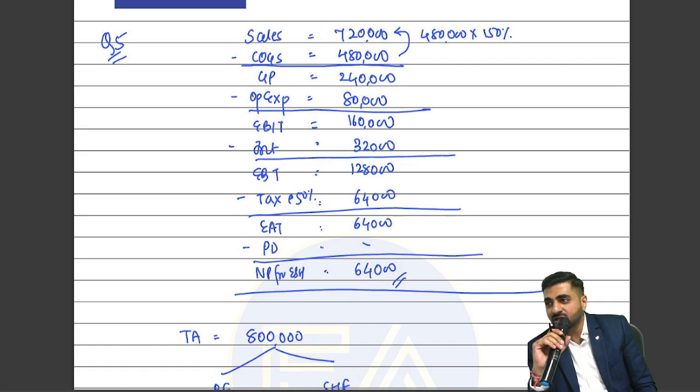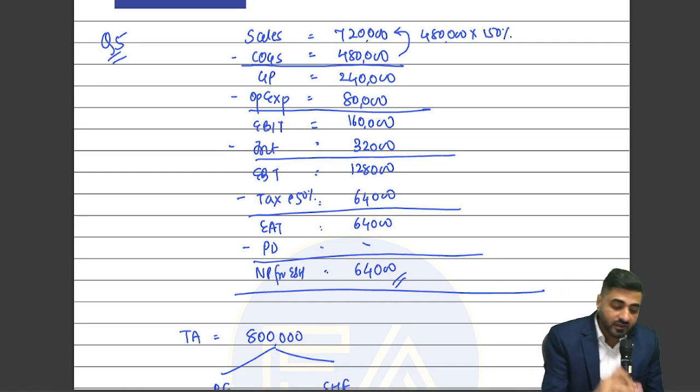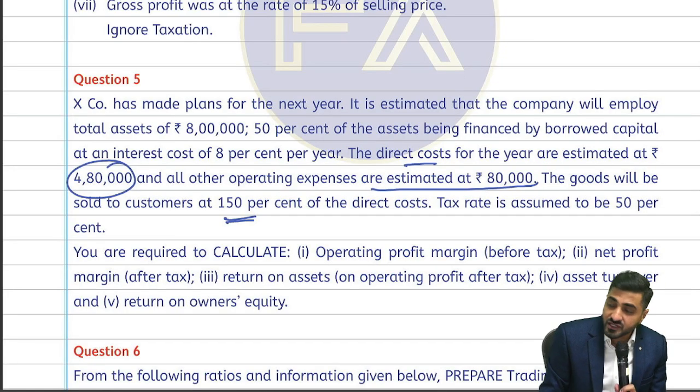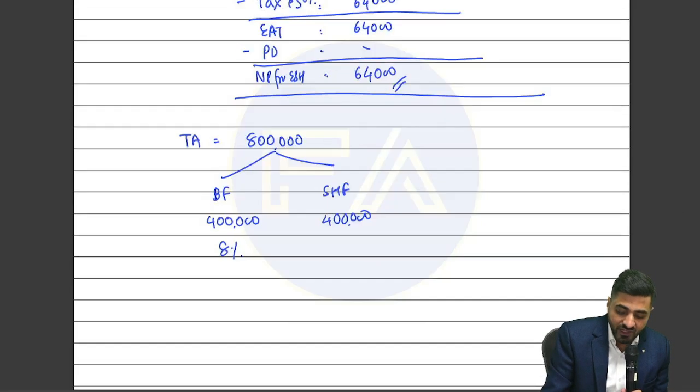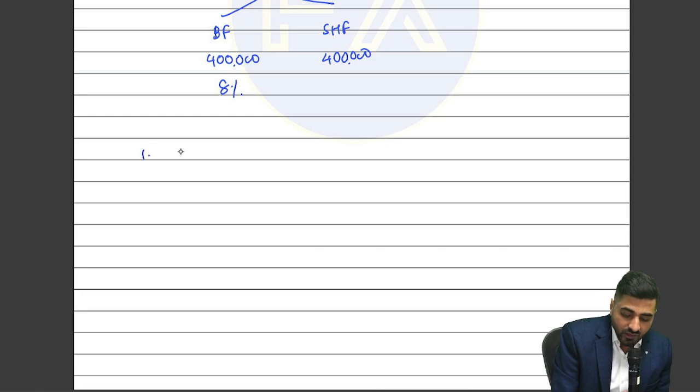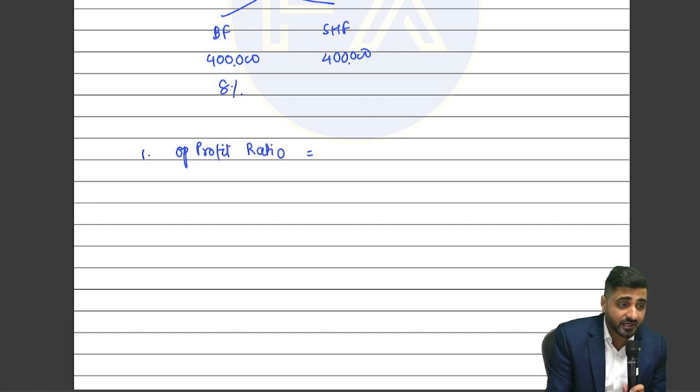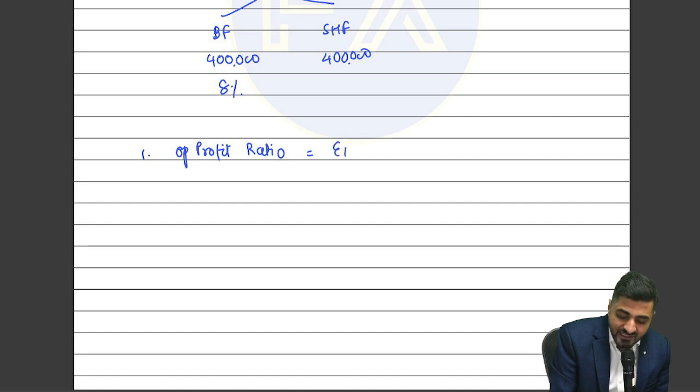Now we have to start. What's the first ratio? You are required to calculate what? Operating profit margin before tax. We are required to calculate the operating profit ratio, and in the operating profit ratio, we always write EBIT in the numerator. What do we take in the denominator?